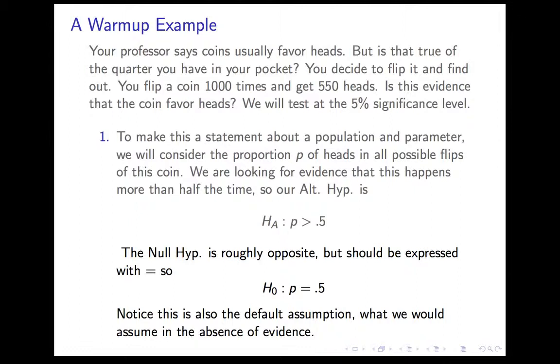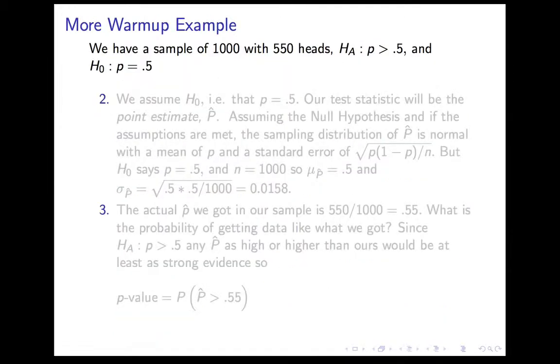And the null hypothesis is the default assumption that P is equal to 0.5, that it's a fair coin. This is the default assumption. It's what we'd assume in the absence of evidence. It also includes an equal sign. Okay? So we've sort of ignored the third possibility, that maybe it favors tails. We'll talk about that decision to ignore the third possibility later, as I keep saying. Okay, so we've done step one. We found the null and alternate hypothesis.